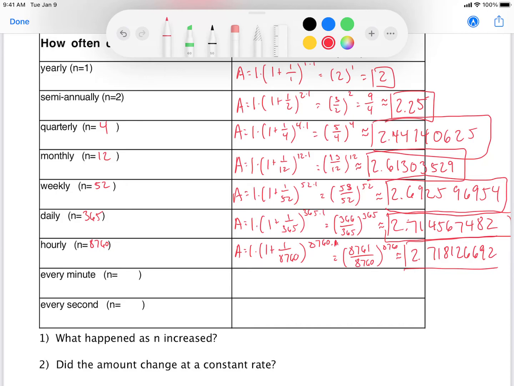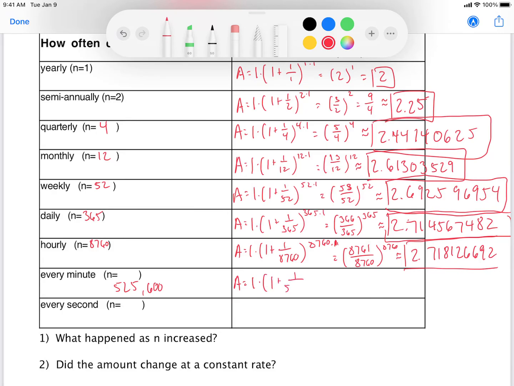So now let's see what happens if it compounds every minute. So how many minutes are in a year? 525,600 minutes. Okay? In a year. So that means this thing is compounding 525,600 times. And let's see how much that made our value go up.